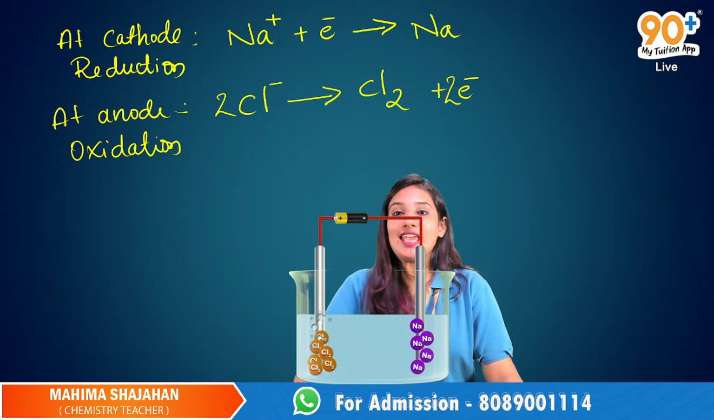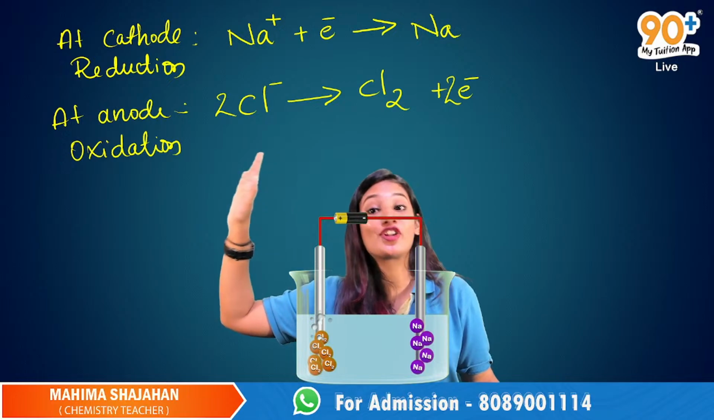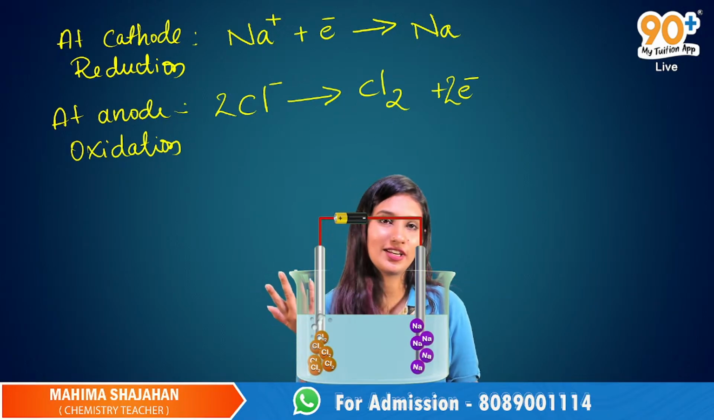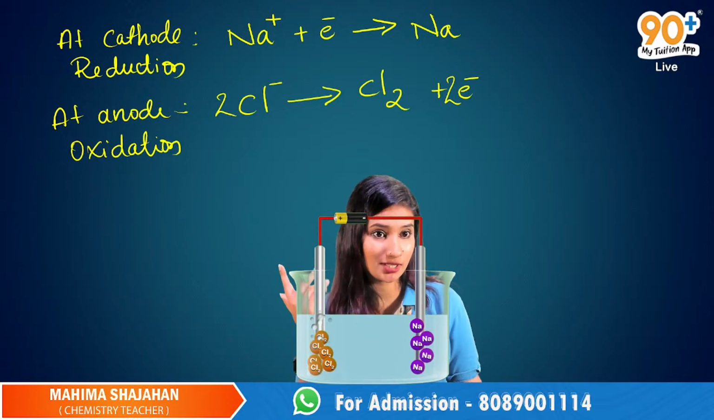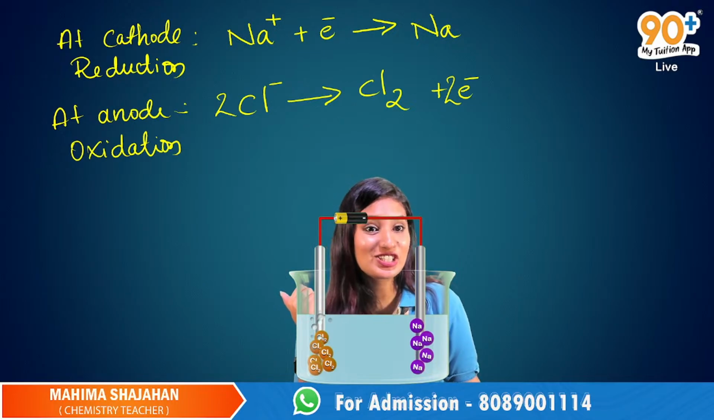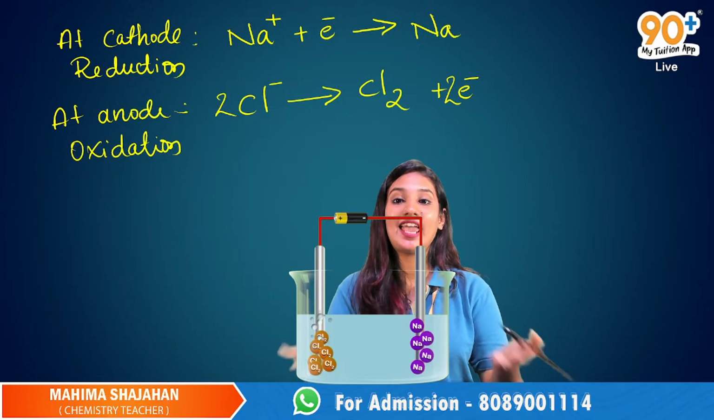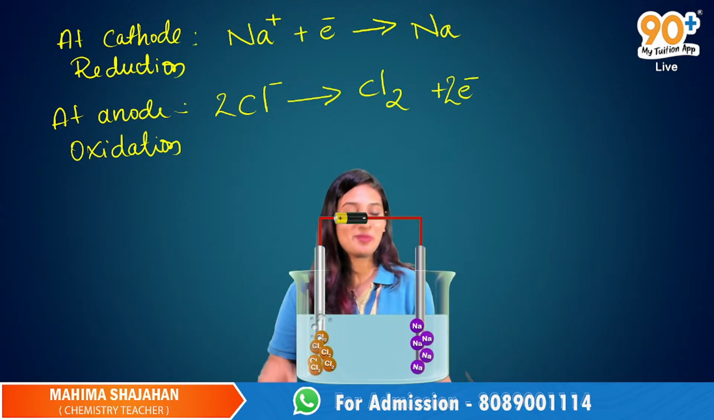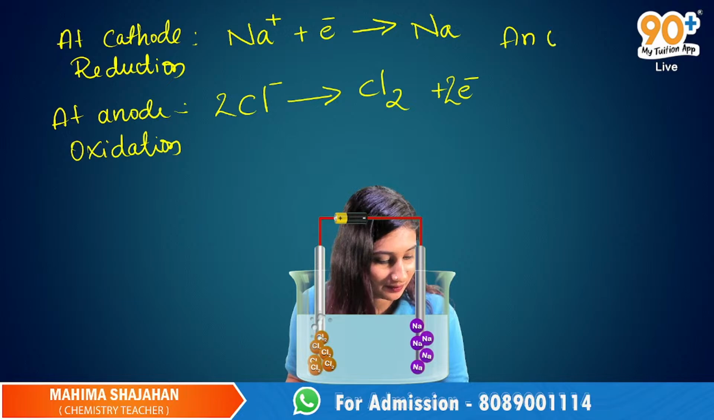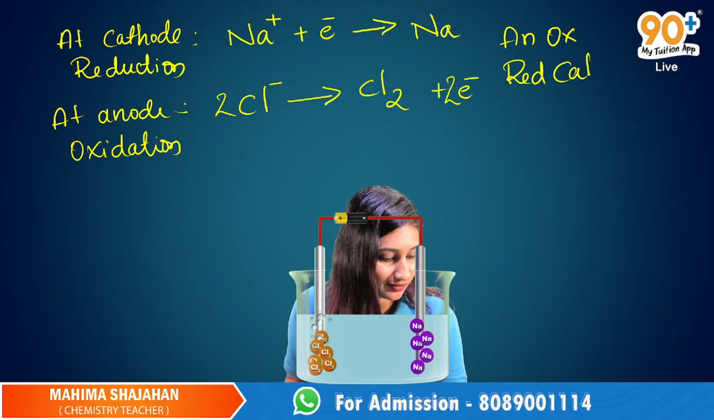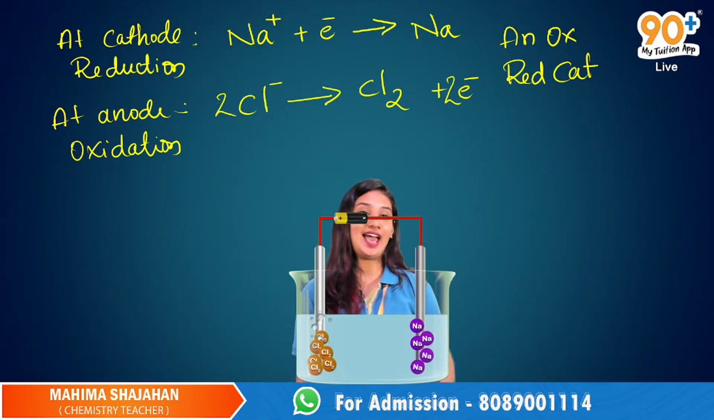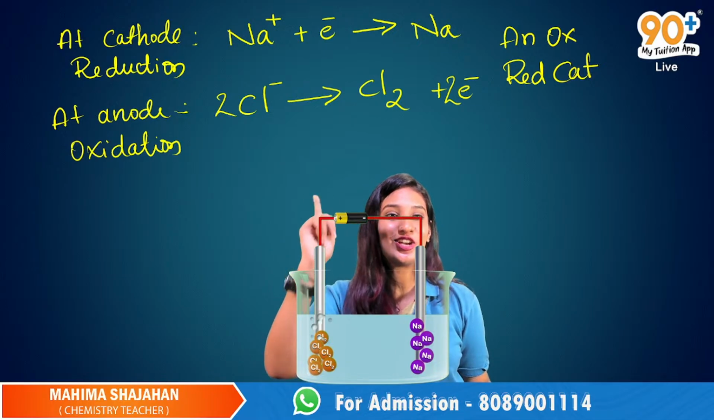Molten NaCl. So always remember that at the cathode reduction happens and at the anode oxidation happens. Now, how will you remember it? Reduction is gaining of electron, or removal of oxygen, or gain of hydrogen. You can remember like this: Anox, Red Cat. That is anode oxidation and reduction at the cathode. So that you will never forget.